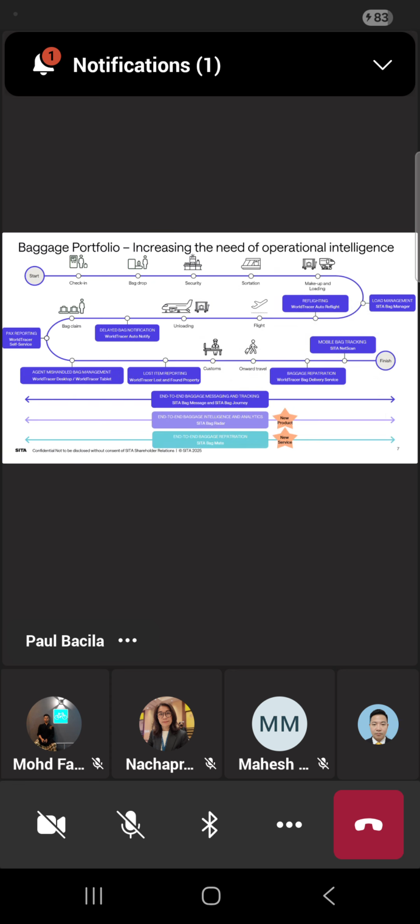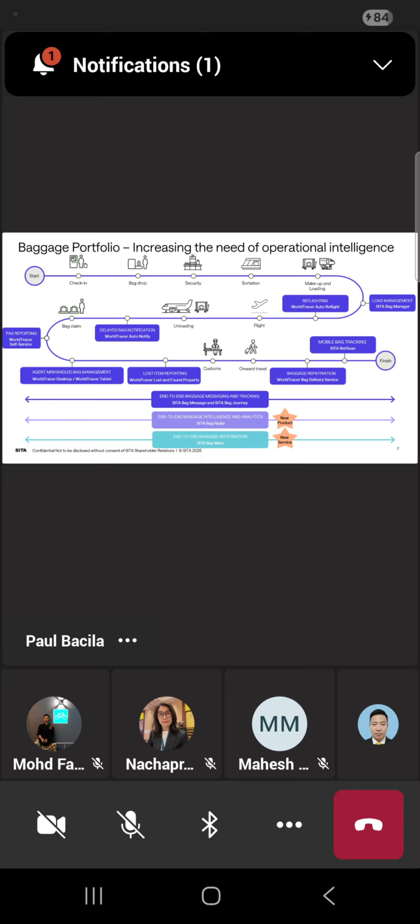Here for you, it's just an overview of the SITA baggage portfolio. We have a comprehensive end-to-end portfolio, tracking the baggage journey from check-in to delivery. As you see, at different touch points we have different solutions. We have solutions for baggage messaging and tracking, bag message and bag journey, which you already know, and the implementation is ongoing. We have solutions for bag tracing and mishandled bag management, which is World Tracer, which you already know.